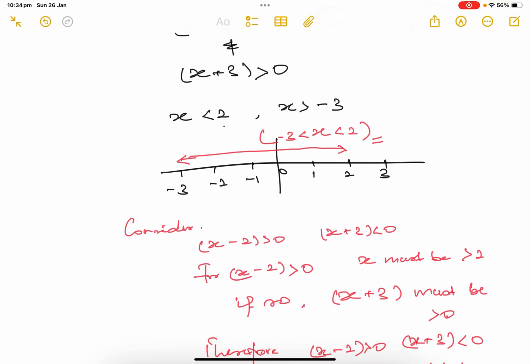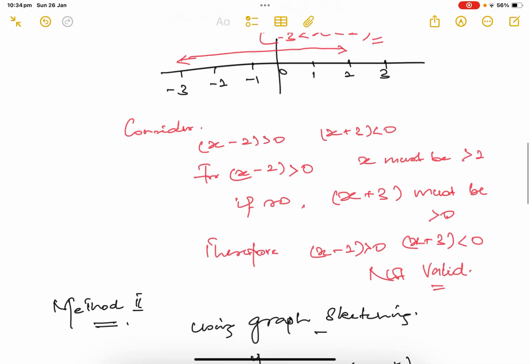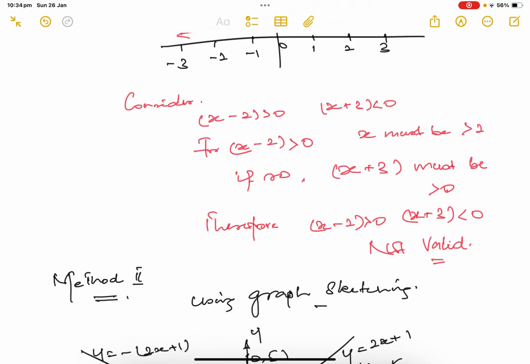I put a little sketch or diagram for understanding. So it's 2 and minus 3. But just to consider the other option, we took it as x minus 2 less than 0. So now take x minus 2 greater than 0 and x plus 3 less than 0, just to show it's not the right approach.